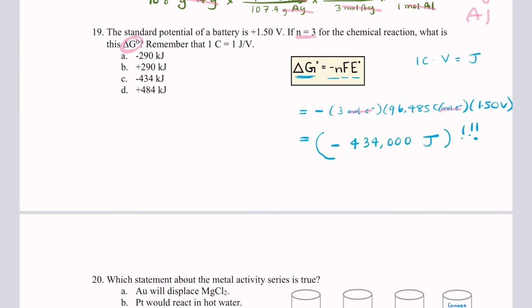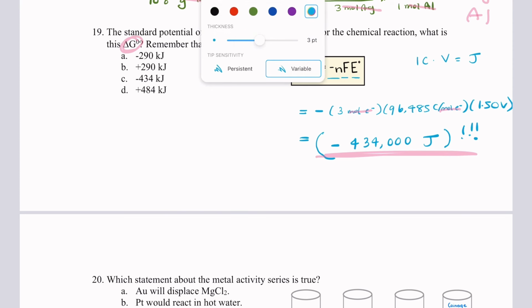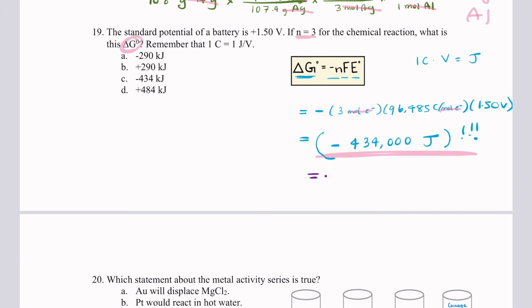So what we have as our answer is negative 434,000 joules. We can rewrite this in units of kilojoules. We notice the answer choices are all in units of kilojoules, which is what's going to push us to doing that conversion. Negative 434,000 joules is equal to negative 343 kilojoules, which means the correct answer is C.